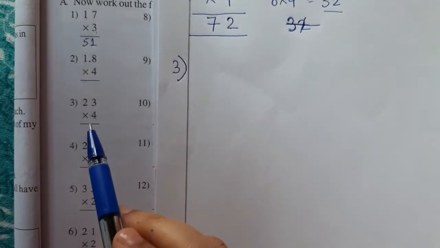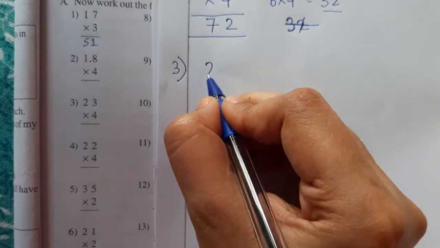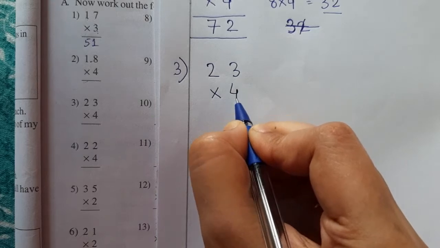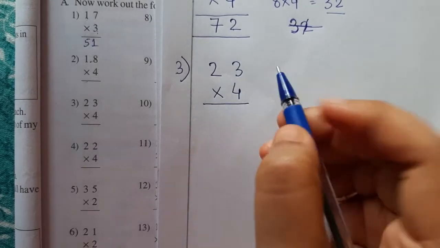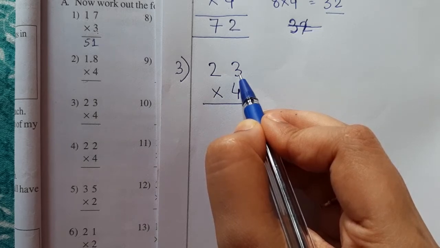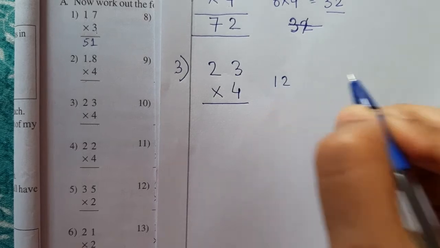Now what does question number 3 say? 23 into 4. Right. So 4 threes are, how much is 4 into 3? Very good. It is 12. We are writing 12 here.